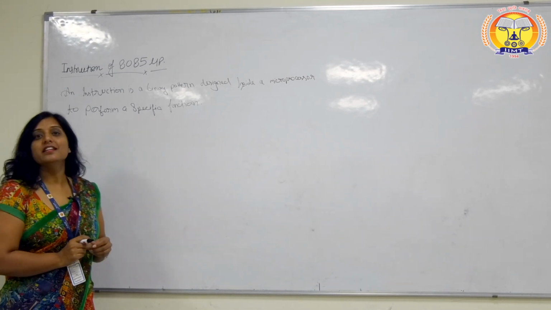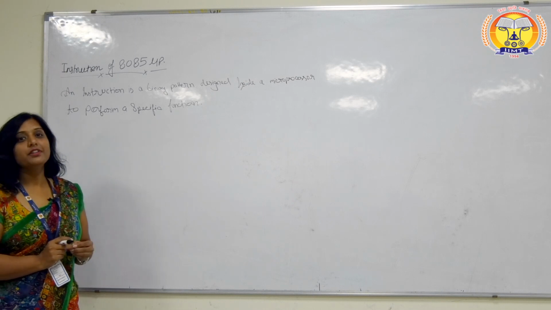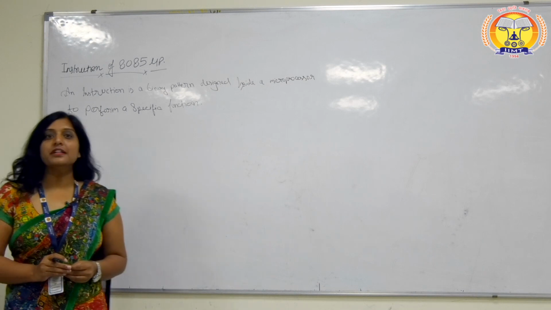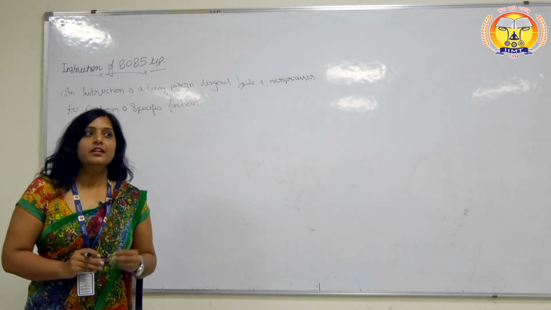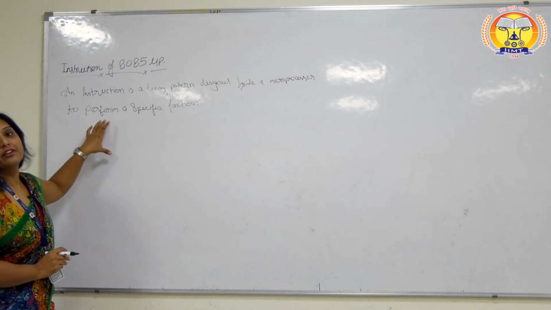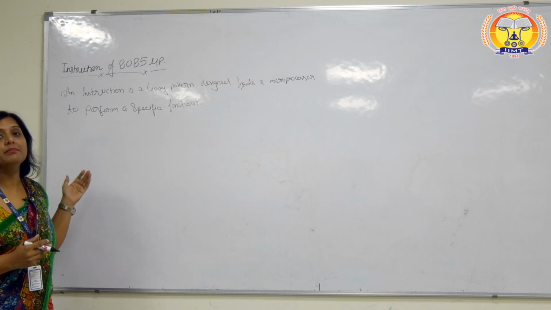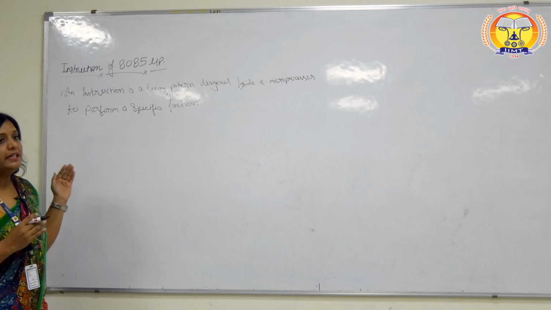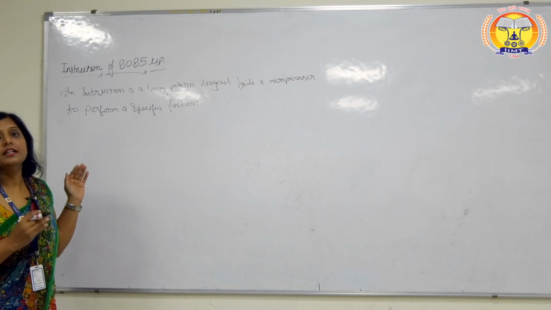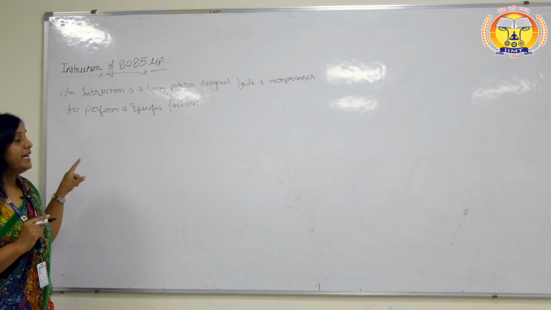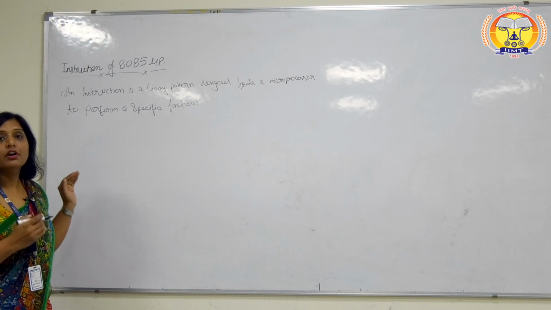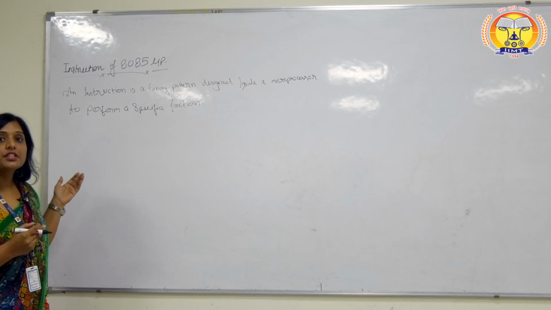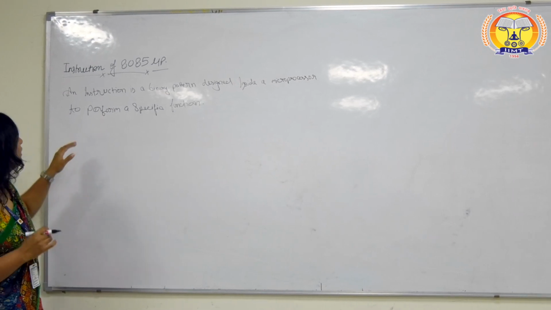My topic is instruction of 8085 microprocessor. 8085 microprocessor is a 8-bit microprocessor. In 8085 microprocessor, we have 16-bit address bus and 8-bit data bus. The meaning of 8-bit data bus is that 8085 microprocessor will work on 8-bit only. It will process the instructions for 8-bit only.